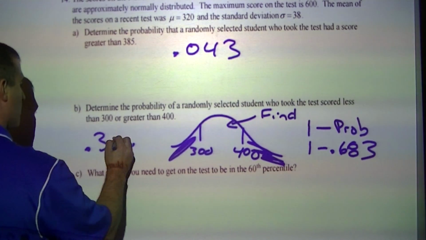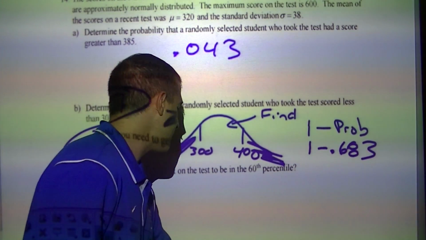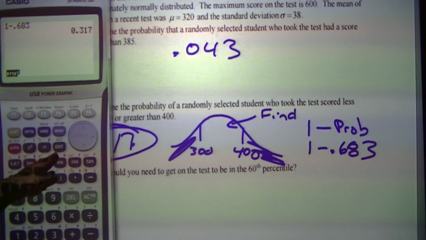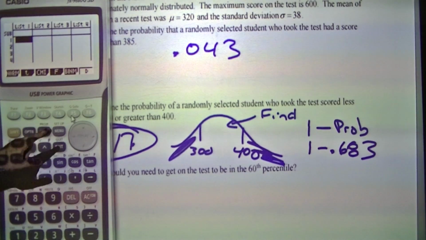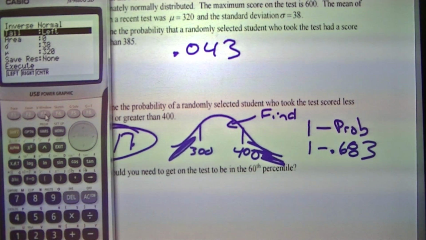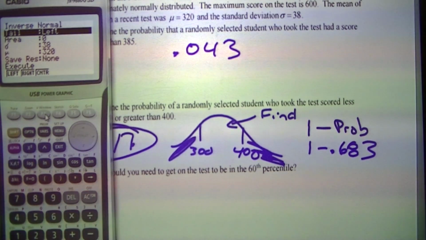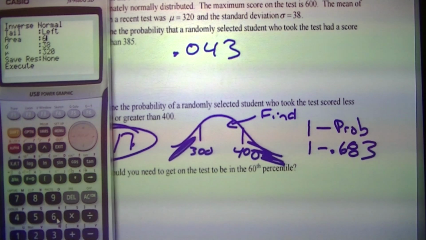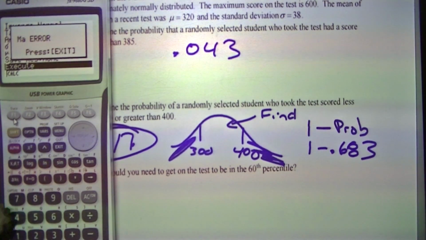Okay, 0.317. All right, what score would you need to be in the 60th percentile? Now, what you're going to do is when you go into stat, you're going to do something a little different. You're going to go into distribute, normal. Now we're going to go into this one right here. It's the inverse one. Okay? All right? So we want to be in the 60th percentile. All right? So we want to go left tail. All right, 60. All right, we're going to go down and execute.